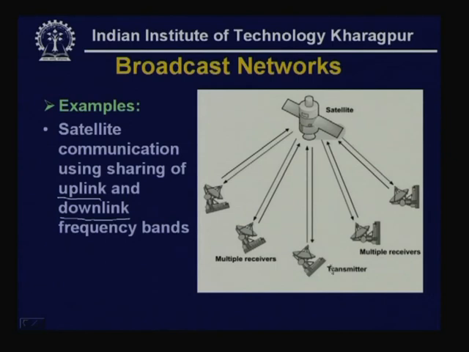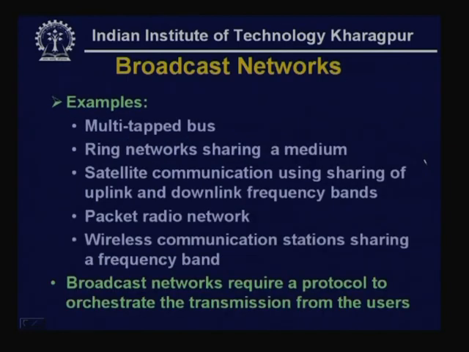So, if this particular ground station wants to broadcast, it will send it using uplink frequency, then the satellite will receive it and retransmit or broadcast to all the other ground stations. So, this is the example of satellite communication, where the uplink frequency is being shared by a number of ground stations. Of course, the downlink frequency is broadcast, so it is being received by everybody, but the uplink frequency is shared by all by using some mechanism. So, this is another example of broadcast networks.